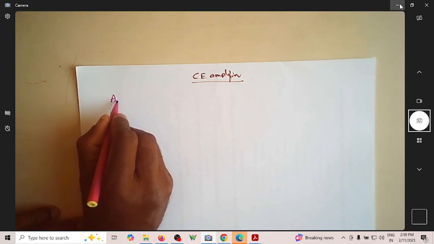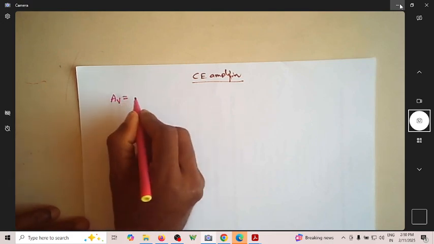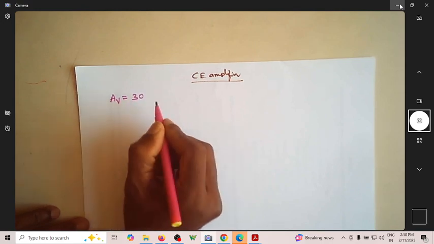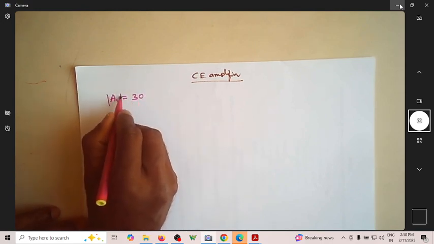Hi students, welcome to another video on design of CE amplifier. In this design, let us design a CE amplifier for a gain of maybe 30 volt per volt. So this is the magnitude.